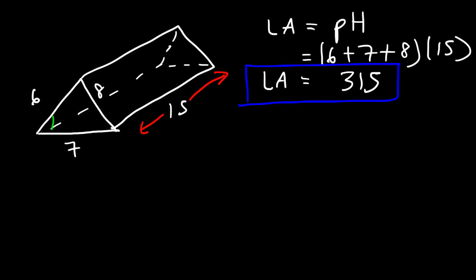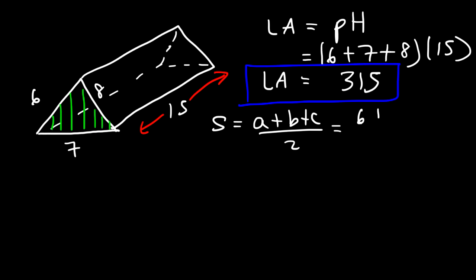So how can we calculate the area of a triangle if we're given all three sides? We need to use something called Heron's formula. So first we need to calculate S, which is basically 1/2 of the perimeter of the triangle. So it's going to be 6 plus 7 plus 8 divided by 2. And 6 plus 7 is 13 plus 8, that's 21. And 21 divided by 2 is 10.5. So that's S.